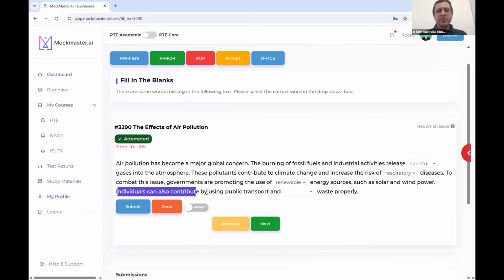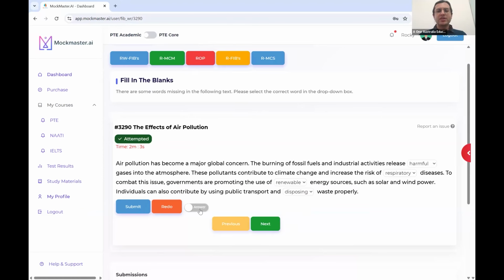Individuals can also contribute by using public transport and dash waste properly. Now, think of the word before you click on the arrow to see the options. What do you want to do with waste? You want to dispose of waste carefully, properly. So the correct verb form is disposing, meaning getting rid of. So that is my answer.